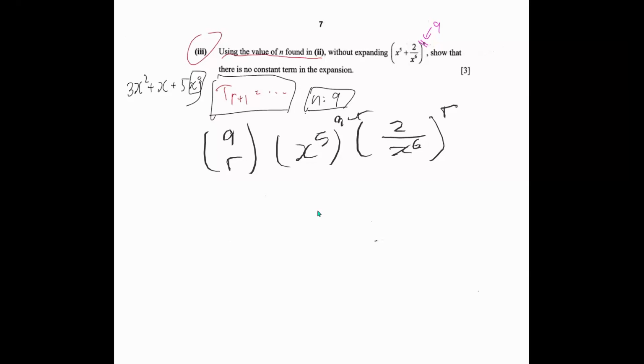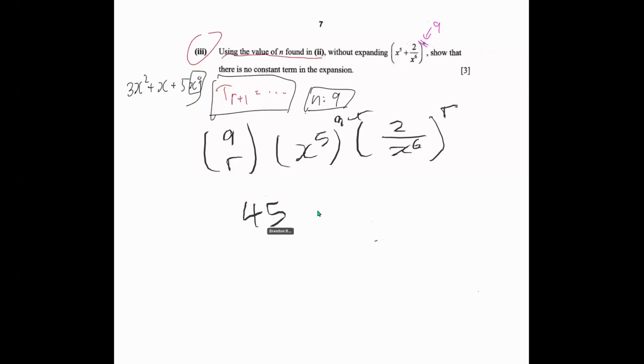Because for a constant, you see over here, 3x squared plus x plus 5, there's an invisible x power 0 attached to the 5. Anything power 0 equals 1. Oh, so here we need the power of x to be 0.